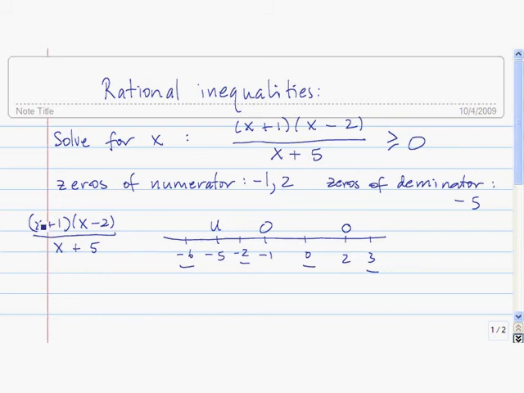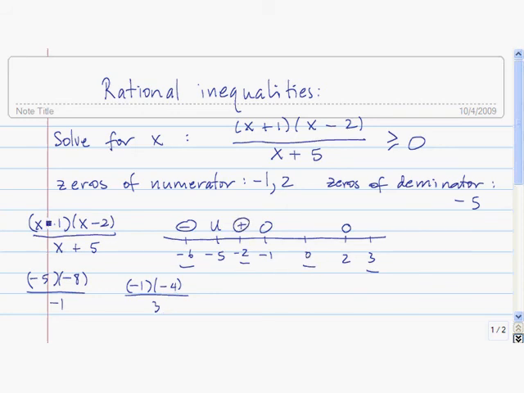So if we plug in negative 6, we get negative 6 plus 1, which is negative 5. Negative 6 minus 2 is negative 8. And then negative 6 minus 5 is negative 1. So we get positive 40 divided by negative 1, and that's a negative number. Okay, similar for x equals negative 2. Negative 2 plus 1 is negative 1. Negative 2 minus 2 is negative 4. And negative 2 plus 5 is 3. So we have a negative times a negative divided by a positive. So negative times negative is positive, divided by positive is positive.